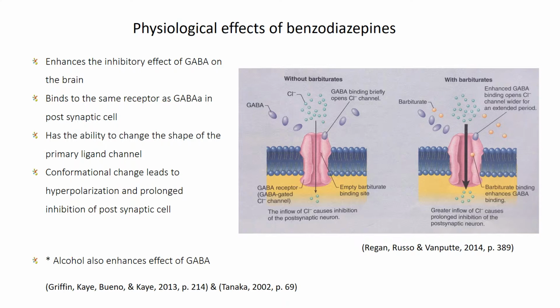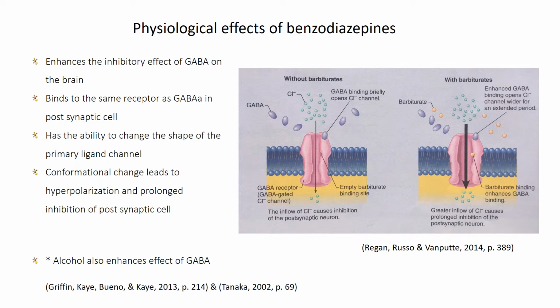GABA on the brain. As you can see in this figure of a postsynaptic membrane, benzodiazepine or other barbiturates has the ability to change the shape of the primary ligand channel. The benzodiazepines enhance GABA, opening the chloride channel wider and for an extended period. This conformational change causes a greater inflow of chloride ions, which in turn lead to hyperpolarization and prolonged inhibition of the postsynaptic neuron.